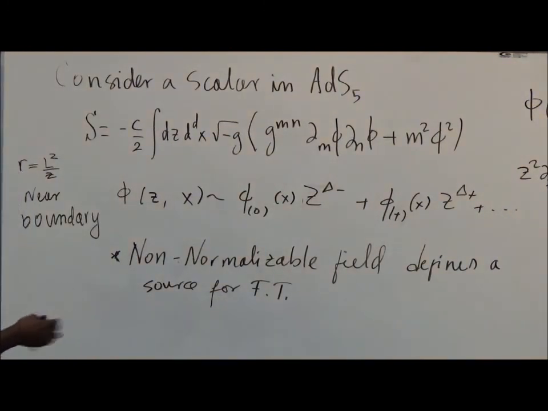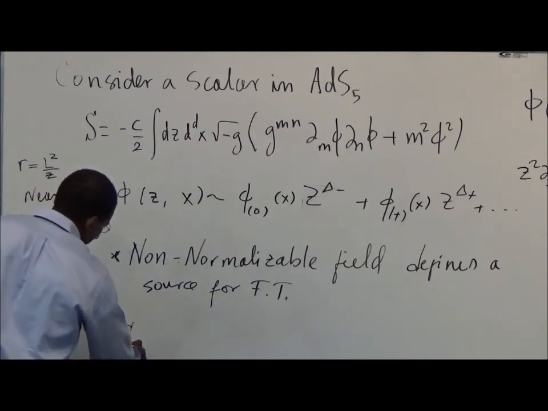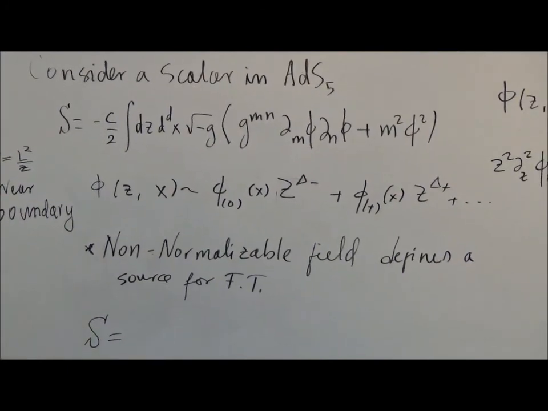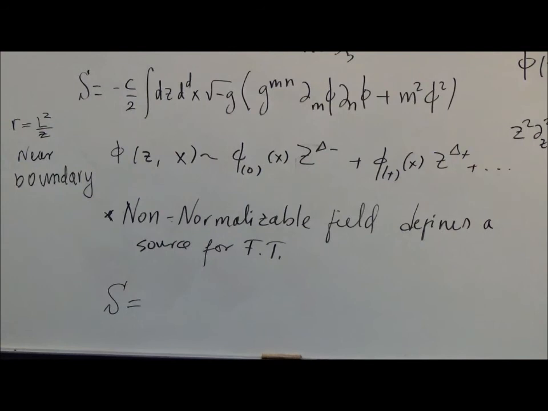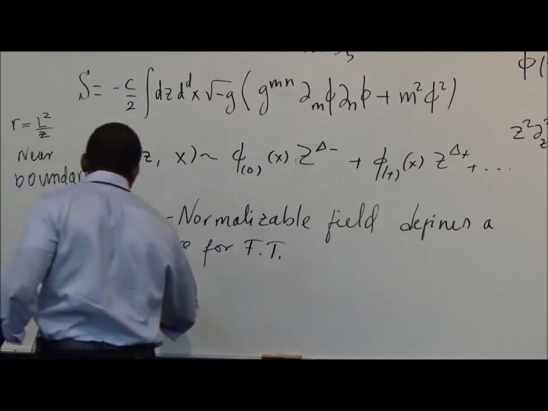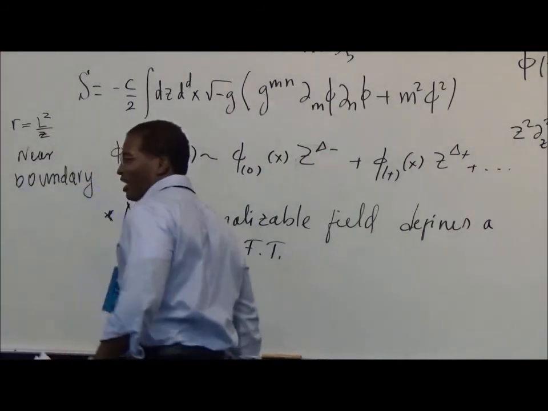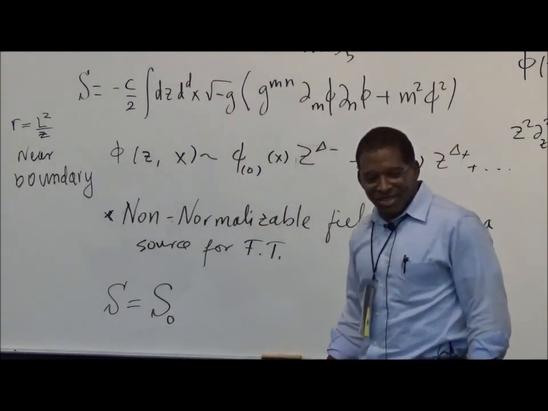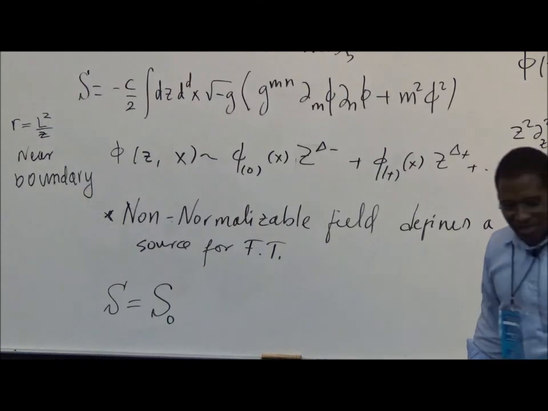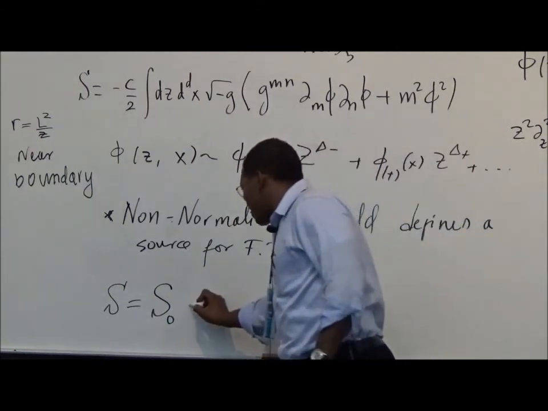So let me give you more argument about that. If you have an action in field theory, how do you add the source? Let's say you have some zero action. How do you add the source? You multiply it by the current, J.